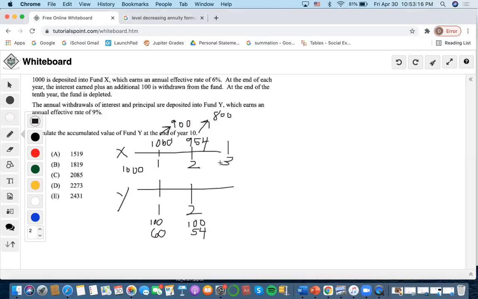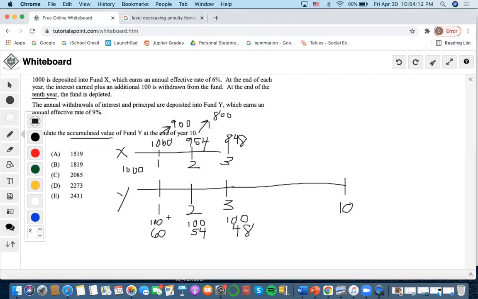We go on to the third year, we see that 800 times the effective rate of 6% is 48. So this would increase to 848. We would have to take out 48 plus an additional 100 at time 3 in Fund Y. And so on and so forth. Now, this is going to go on for 10 years because that is when the fund is depleted. So this would mean that we can calculate the accumulated value of Fund Y at the end of year 10. Okay, so that means that we need to use the future value formula.